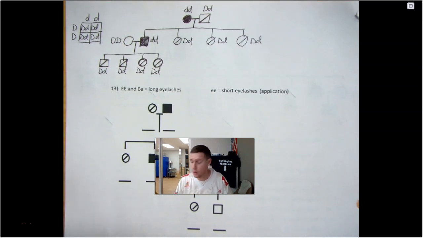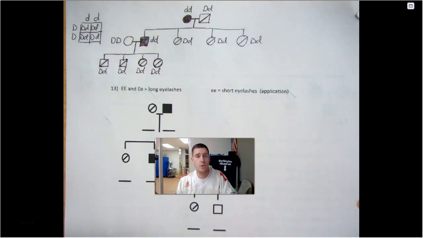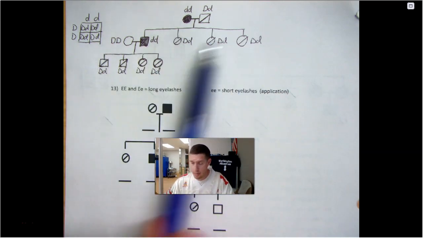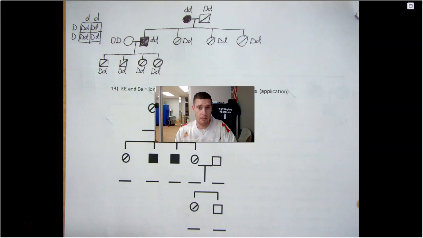Okay, now you're done. Now you're done with number 12. You have genotypes for every individual. You have also every shade or marking that needs to be in each shape. Every shape has a genotype. Every shape has the right marking. Or, in the case of the homozygous dominant, no marking. Because that's what homozygous dominant shapes get. Okay, that is number 12.